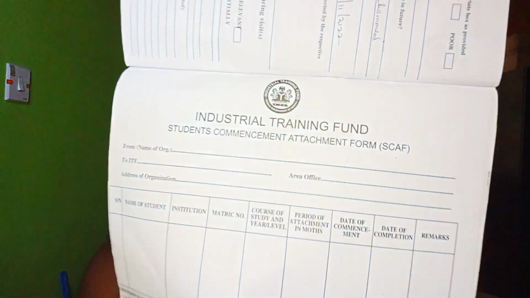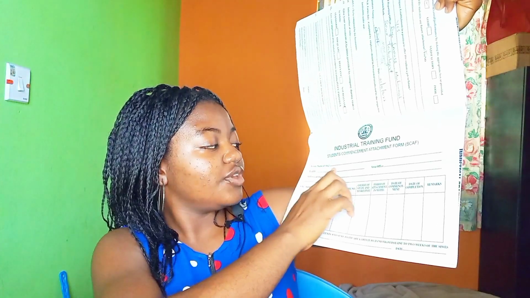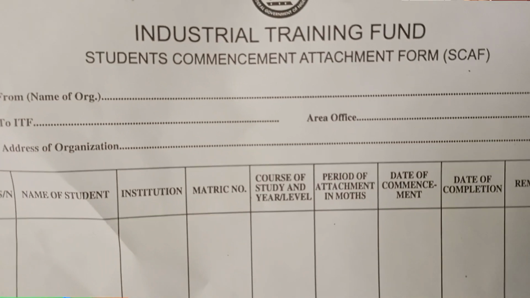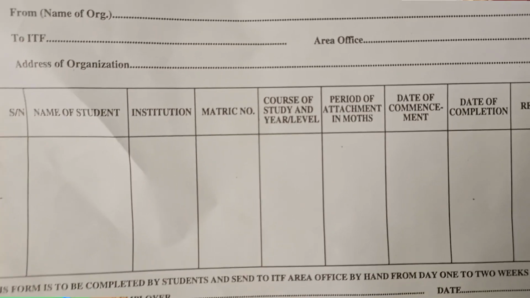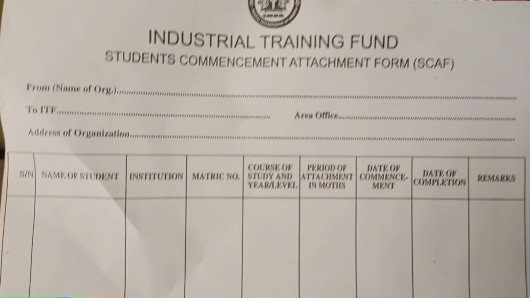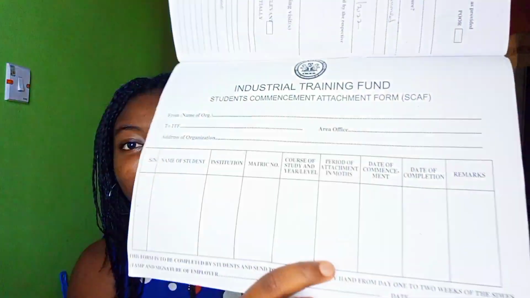The other page here we have is this part, as you can see, this side. You are going to fill your name, then the ITF that you are going to submit this to, and the area office, and also the address of the organization where you are doing your Siwes. Then you write your name and just follow the procedure here. You are going to submit this one at the ITF office, whichever state you are doing your Siwes.